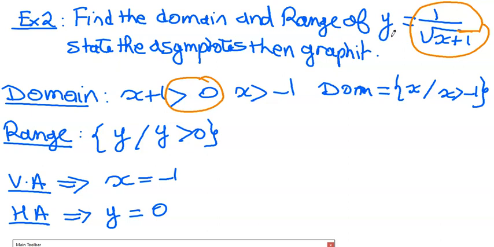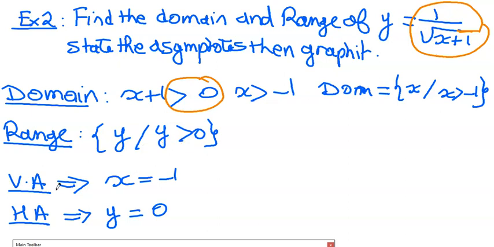Can y be 0? It cannot be equal to 0, because in the numerator, I have a constant. And we know that a fraction is equal to 0 if the numerator is equal to 0. The numerator cannot be equal to 0. It means y cannot be 0. So I'm 100% sure that for any value of x, my answer will be all the time positive, because plus over plus gives me a positive answer. So the range is y bigger than 0.